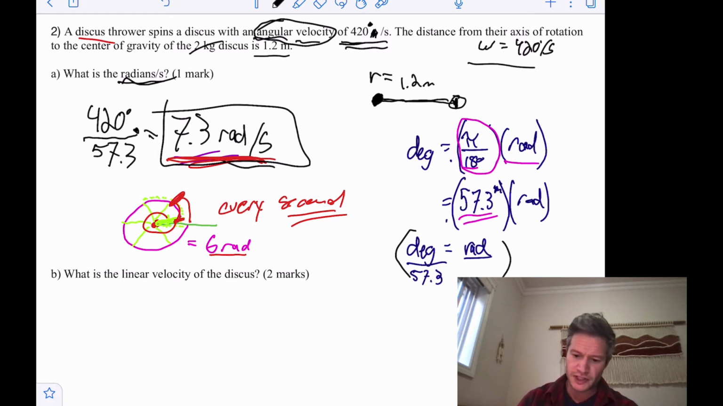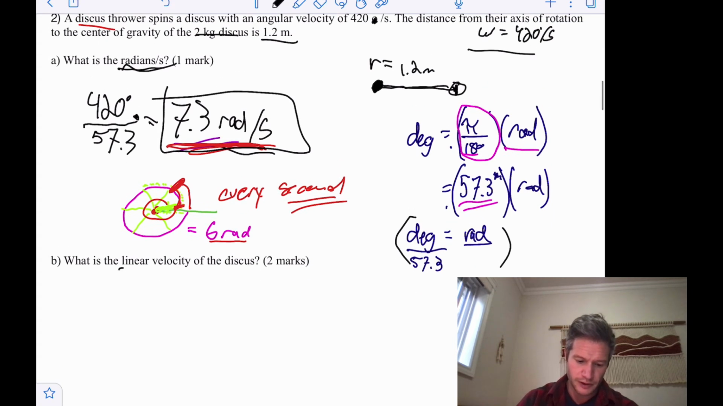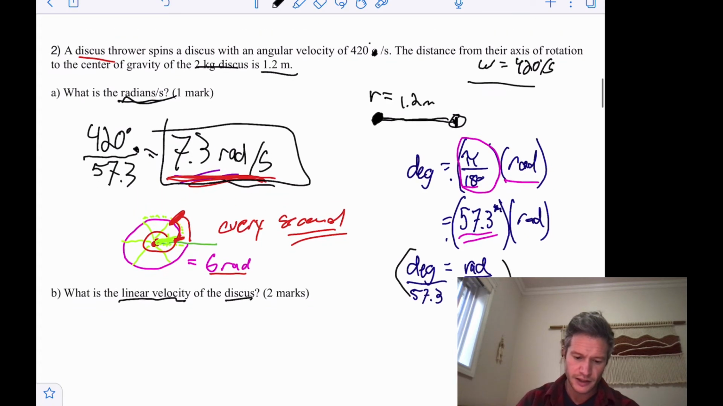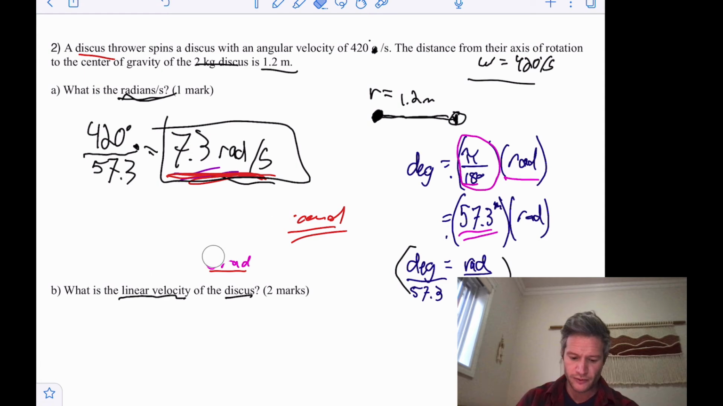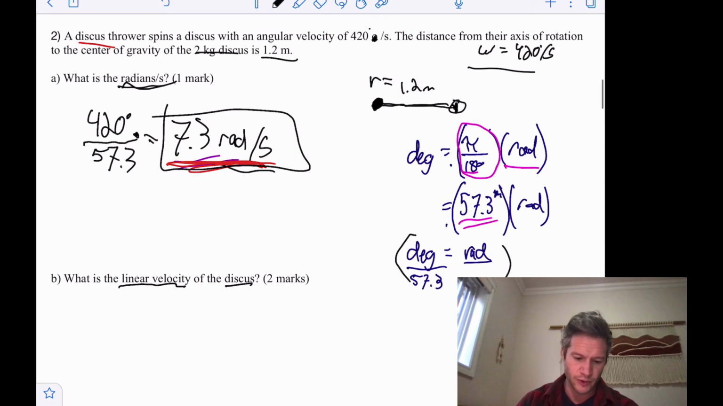So we have all the same information as we did before, but this time now the question is asking something new. Okay, and it's asking for linear velocity of the discus. So again, a little bit of a concept check here will be helpful as we're getting into this, and it'll actually give us our answer more or less.